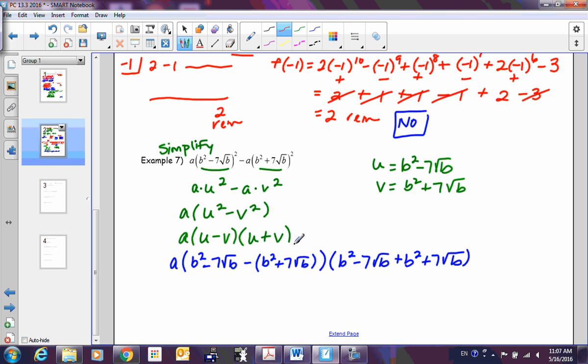All right, now if you think about this, some things are going to cancel. So like here, see this minus, it's going to go here and here, and that's going to cause the b squareds to cancel. Over here, we have the 7 root b's canceling. So we still have a out in front. Let's see what we have left. We have negative 7 root b and another negative 7 root b. That's going to make negative 14 root b. And then over here we have b squared plus b squared. That's 2b squareds. And then let's go ahead and do negative 14 times 2. That's going to make negative 28.